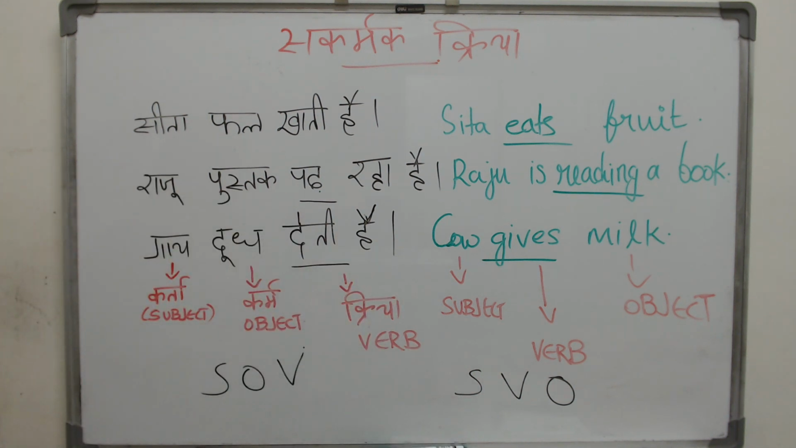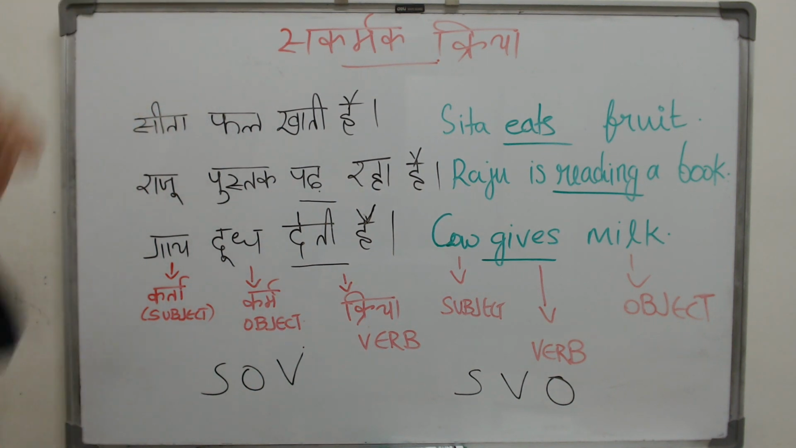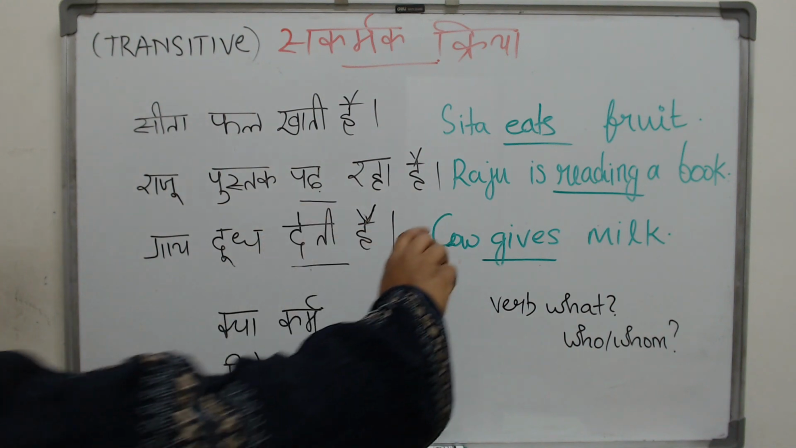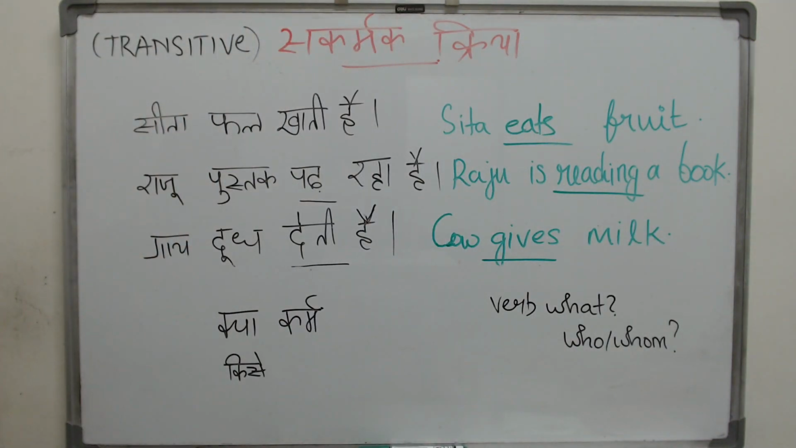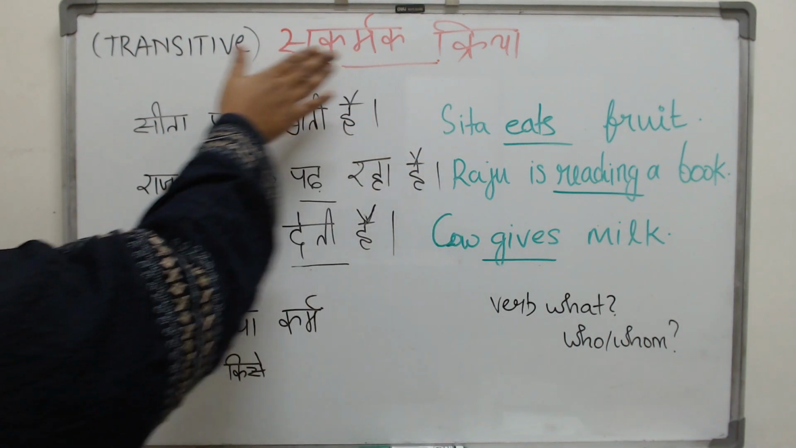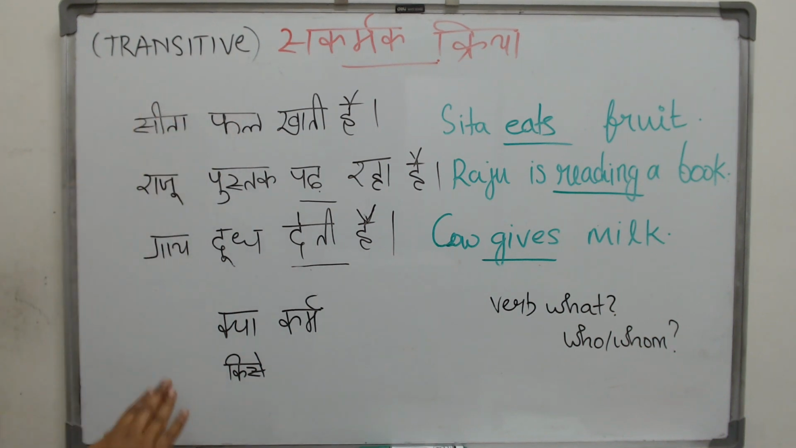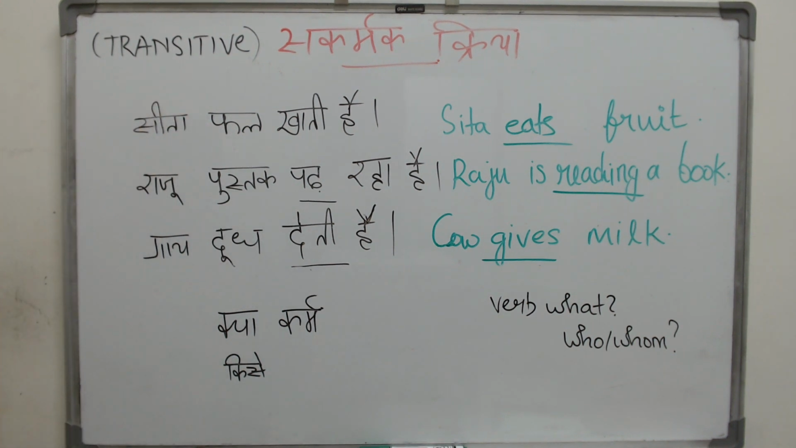Why is it important? It is because that is how we defined the sakarmak kriya. Those are the verbs which act on a direct object. If you have a direct object, then good news. What you are dealing with is a sakarmak kriya or a transitive verb. If there is no object, then what you have is intransitive or akarmak kriya.